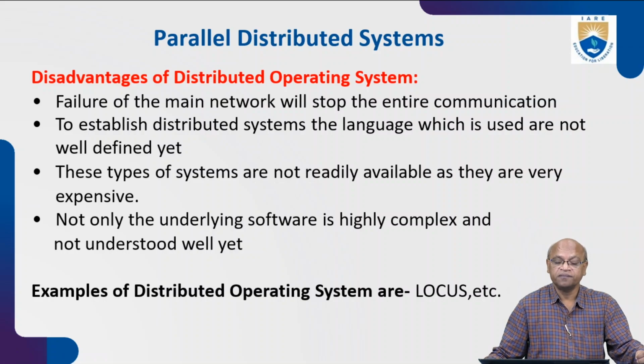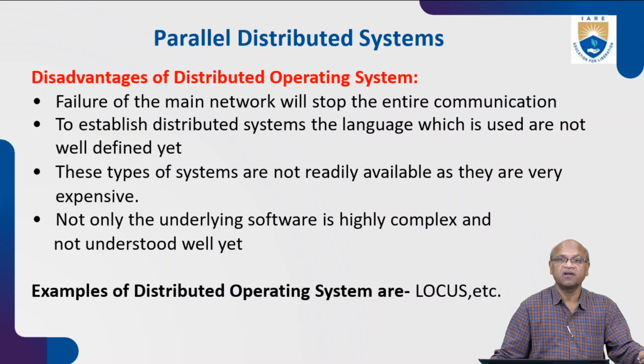And failure of the main network will stop the entire communication. To establish distributed systems, the languages used are not well defined yet. These types of systems are not readily available, as they are very expensive. Also, the underlying software is highly complex and not understood yet. Examples of distributed operating systems are Locus and others.